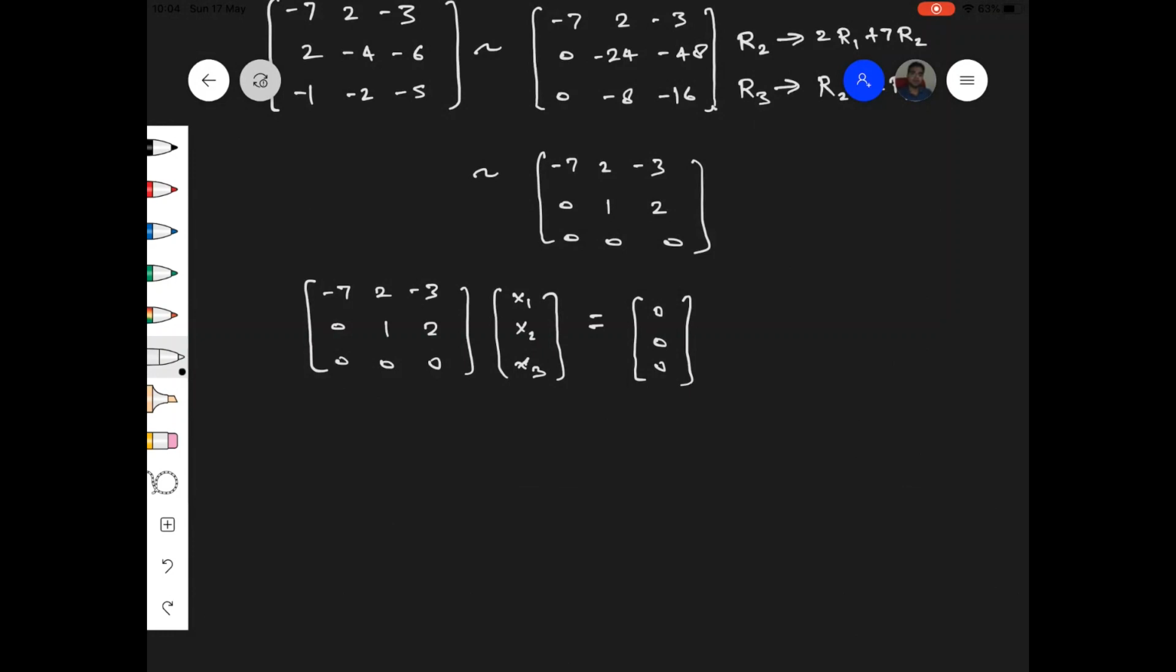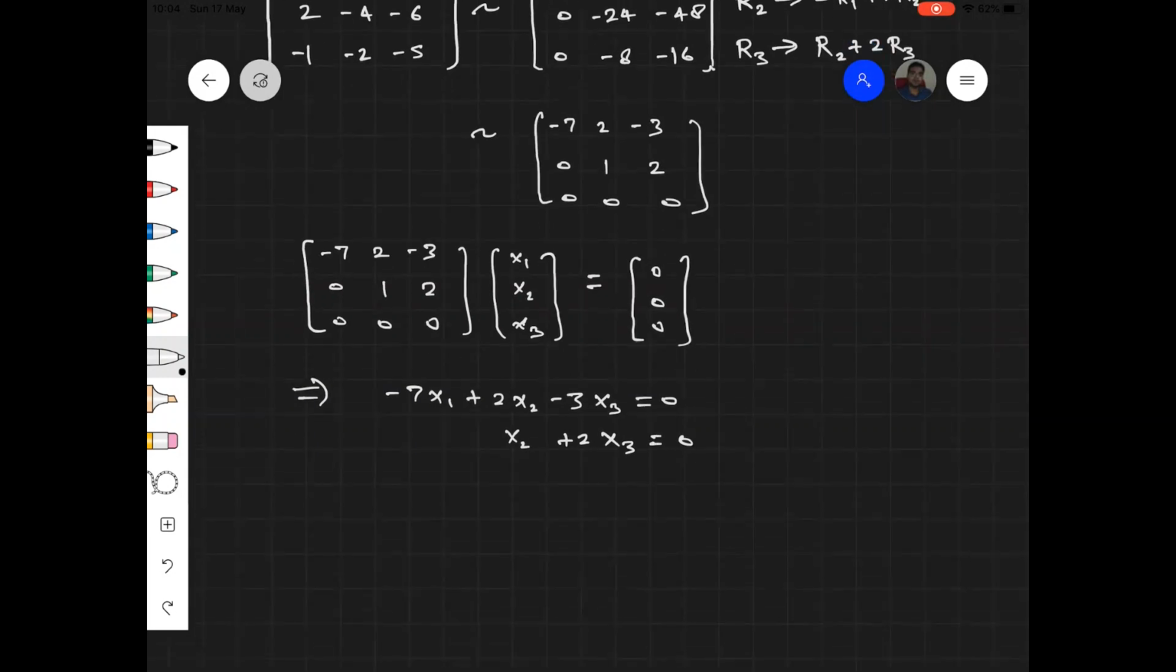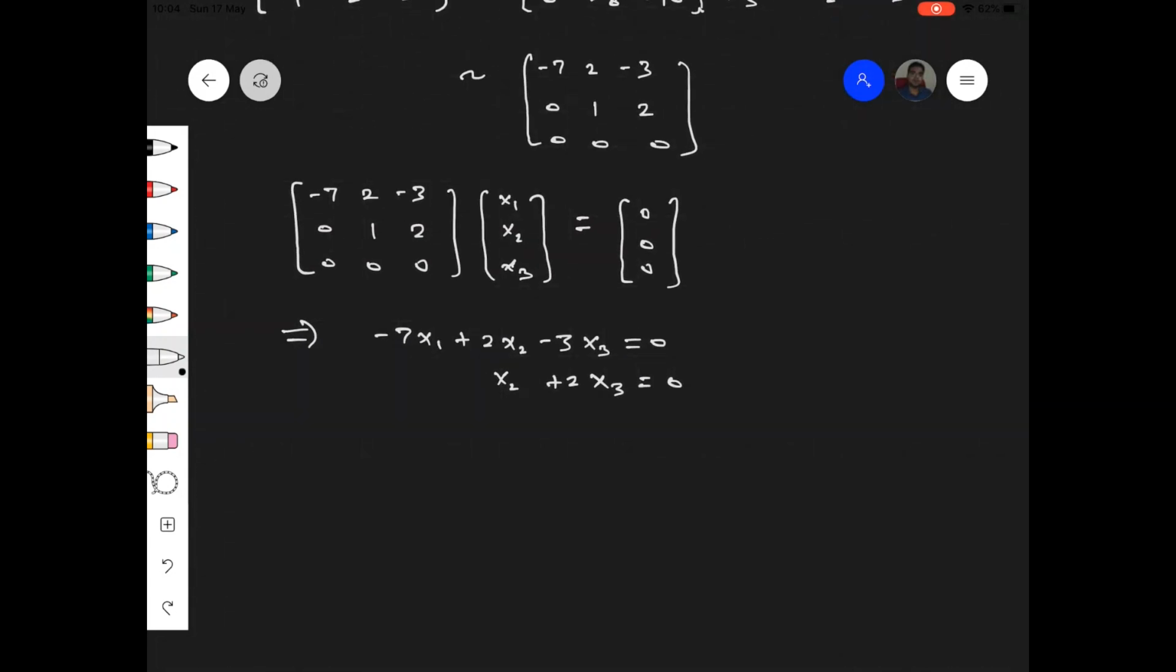So if we write in terms of equations, we are going to get -7 times x1 plus 2 times x2 minus 3 times x3 equals 0. And another equation is x2 plus 2x3 equals 0. So it is a system of linear equations which has 3 variables and 2 equations. So one of the variables is going to be an independent variable. It could be any one, either x1, x2 or x3. So we are choosing for x3 a random independent value, say a.